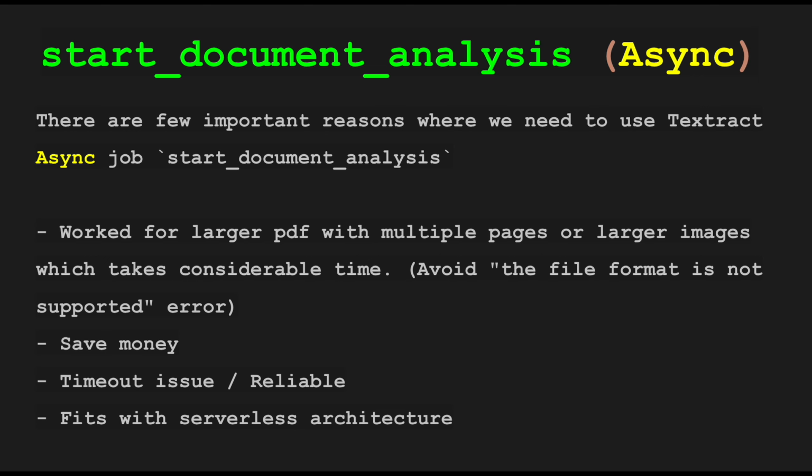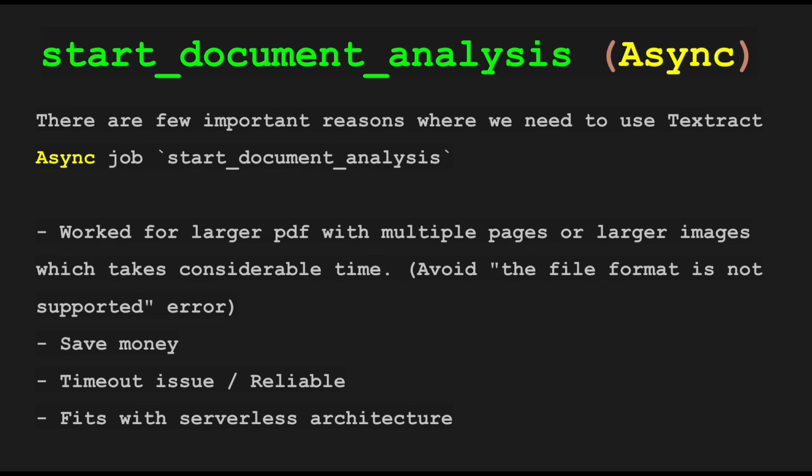The other reason is that usually we use Lambda to analyze PDF documents or images using Textract. While the Textract analysis is going on, the Lambda doesn't do anything and is just waiting for the result from Textract. So of course you are just wasting money. That's why we can save money if we use the async method.